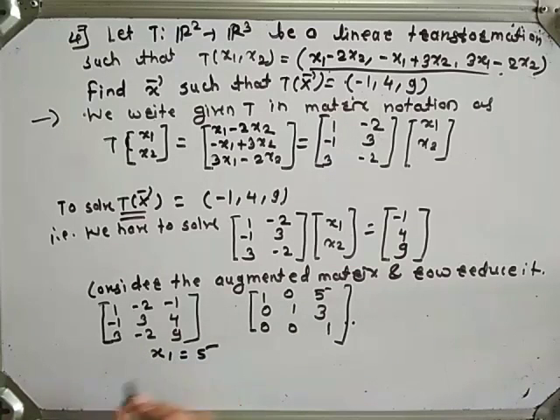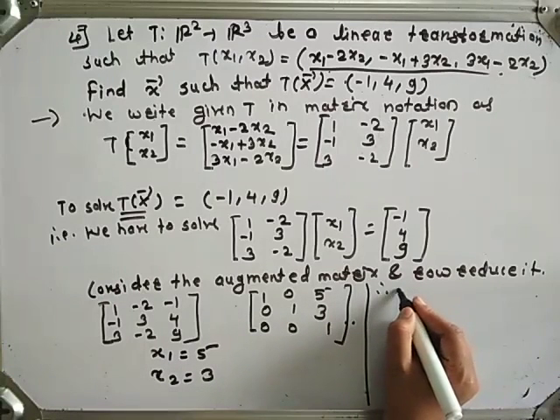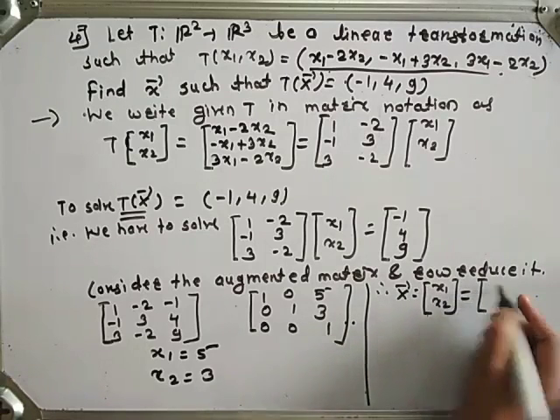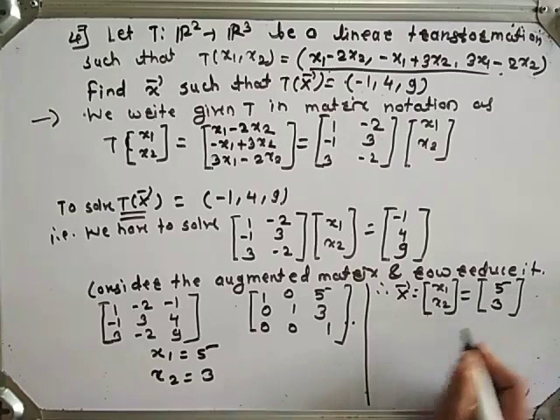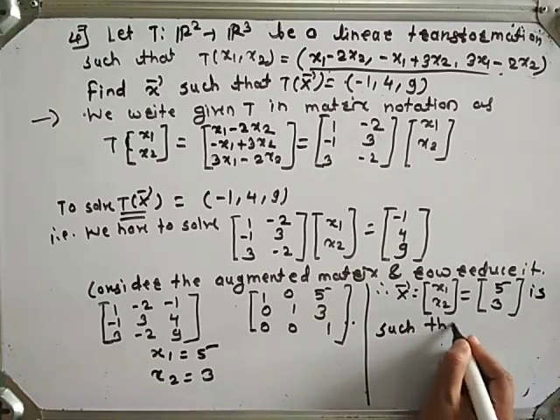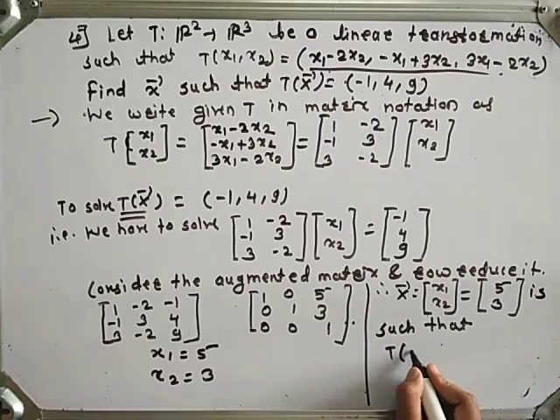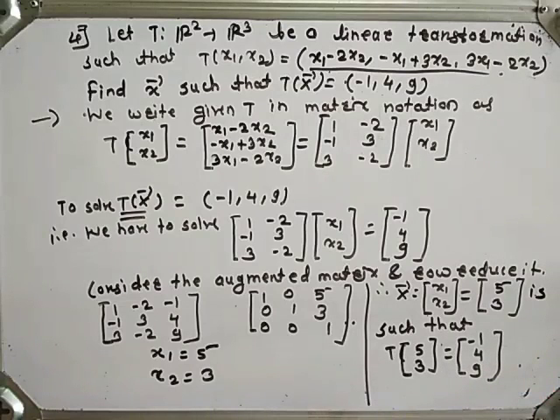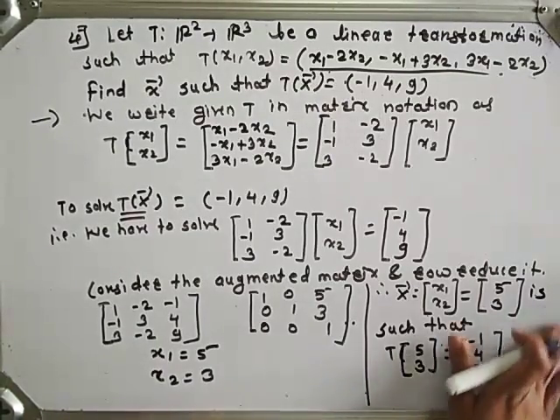Okay, from this matrix you will get x1 is equal to 5 and x2 is equal to 3. Therefore, x bar is equal to the matrix (x1, x2), which is (5, 3), such that T of (5, 3) is equal to the matrix (minus 1, 4, 9). Okay. We will stop here. Thank you.